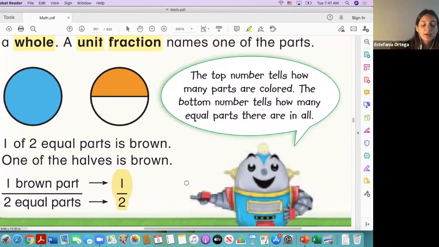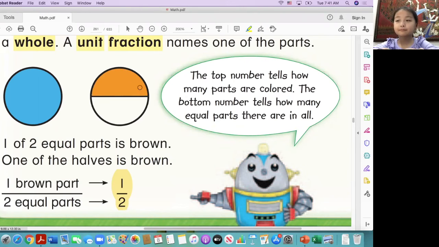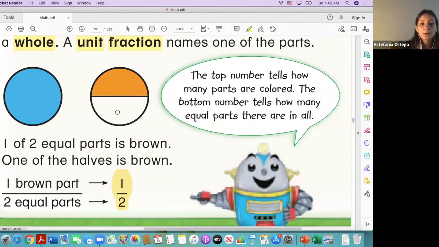So now let's look at this. One of 2 equal parts is brown, right? Or I kind of see it orange, but so one part is colored in brown, okay? But there's 2 pieces. So the top number, you would put how many brown parts there are, right? So 1. And in the bottom number, you're going to put how many parts or how many pieces there are, or the total amount. So that would be 2, right? 1, 2. So your fraction would be 1 over 2.